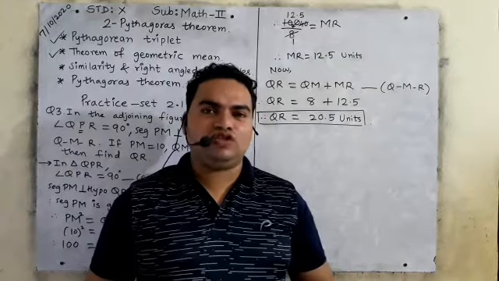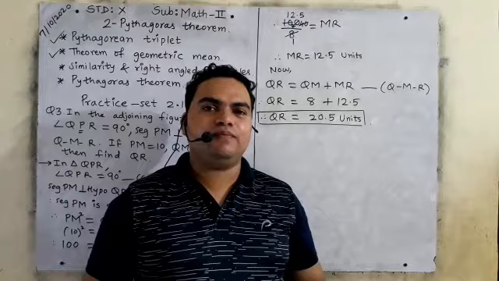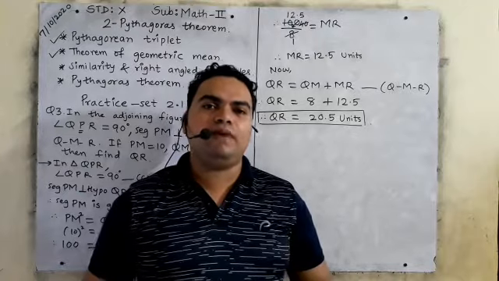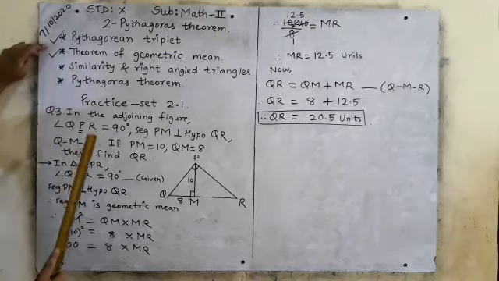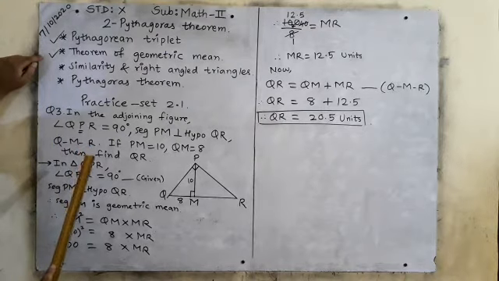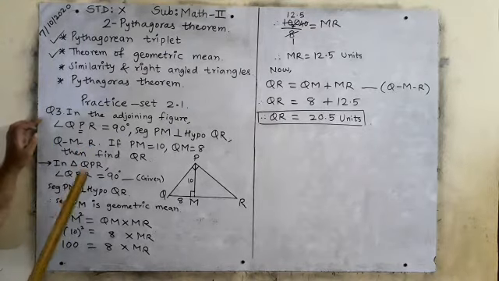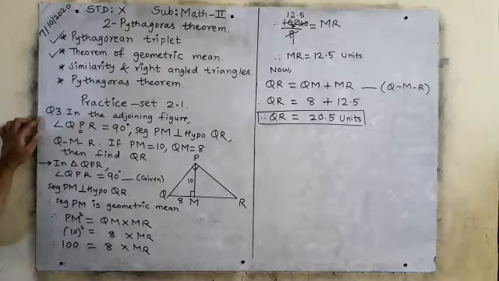Hello everyone. Now we will see question number 3. Please look at the board. It is also about the geometric mean. See, we have done Pythagorean triplet. Now we are studying the theorem of geometric mean. Question number 2 we have solved. Now this is question number 3.